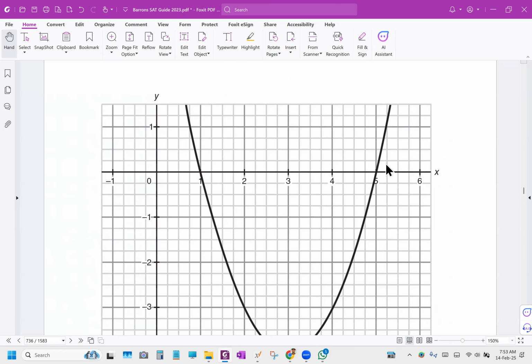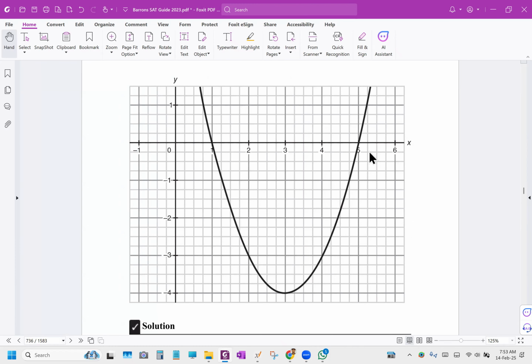So if I want to sketch the graph of this parabola, then I just need at least 3 points. That would be the simplest way.